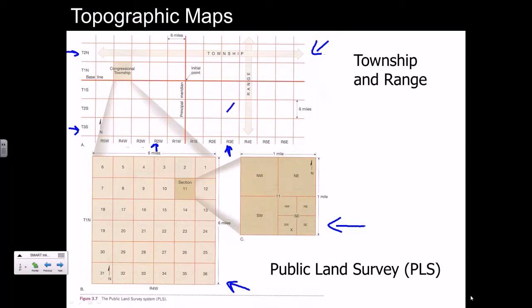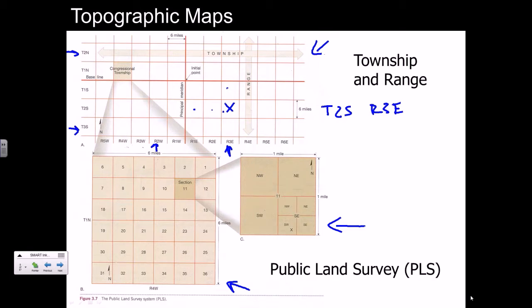So if I put an X right here, I would go to the baseline and I would count down boxes: 1, 2. I'm counting tiers, so I'm in tier 2 south. Now I'm going to count from the principal meridian to my X: 1, 2, 3. I'm in range 3 east. Range 3 east, right? Easy peasy.